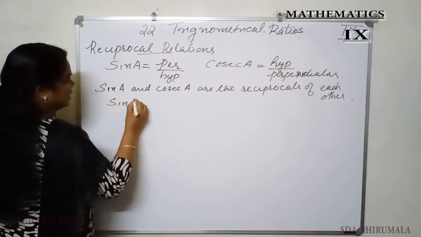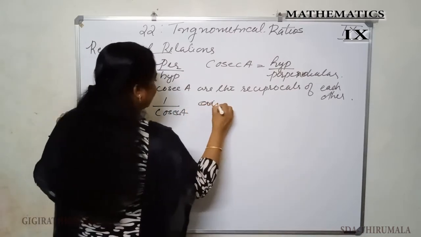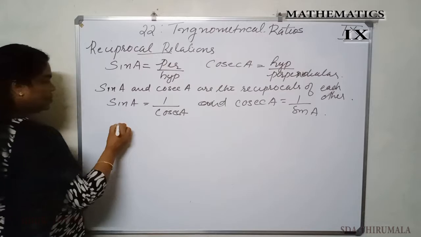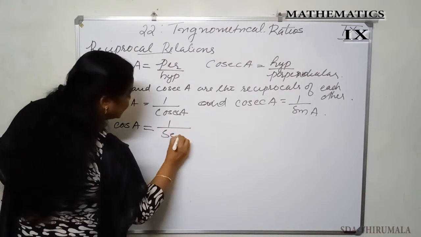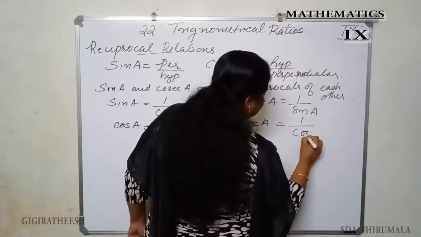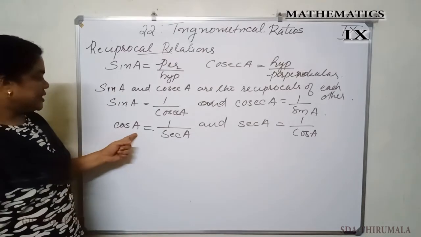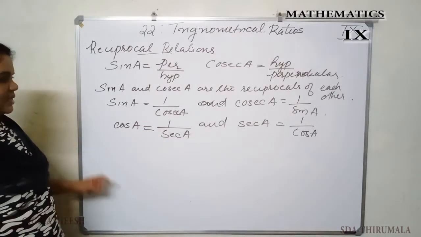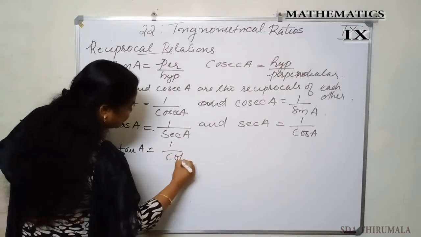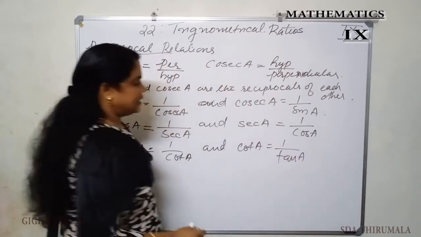From this we can say that sin A is equal to 1 by cosec A, and cosec A is equal to 1 by sin A. And of course cos A is equal to 1 by sec A, and sec A is equal to 1 by cos A. The last one is tan A. Tan A is equal to 1 by cot A, and cot A is equal to 1 by tan A. You should learn this by heart.